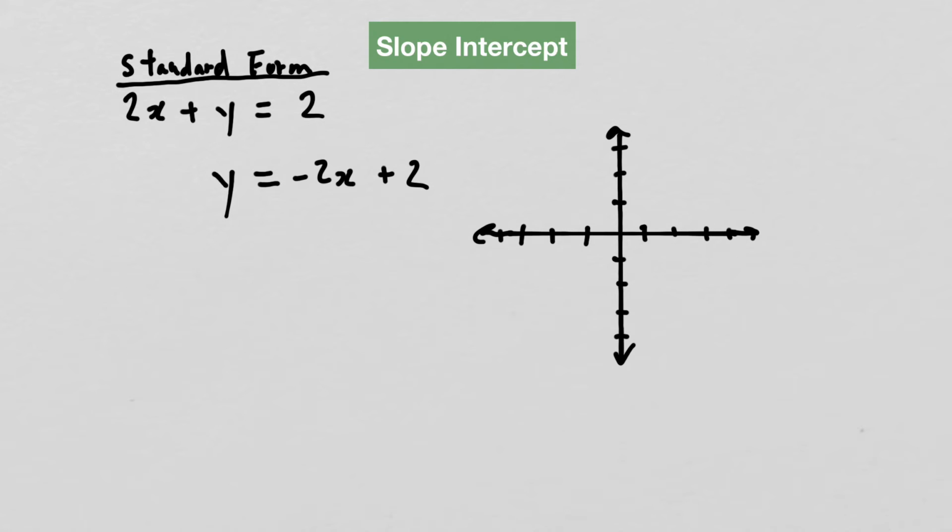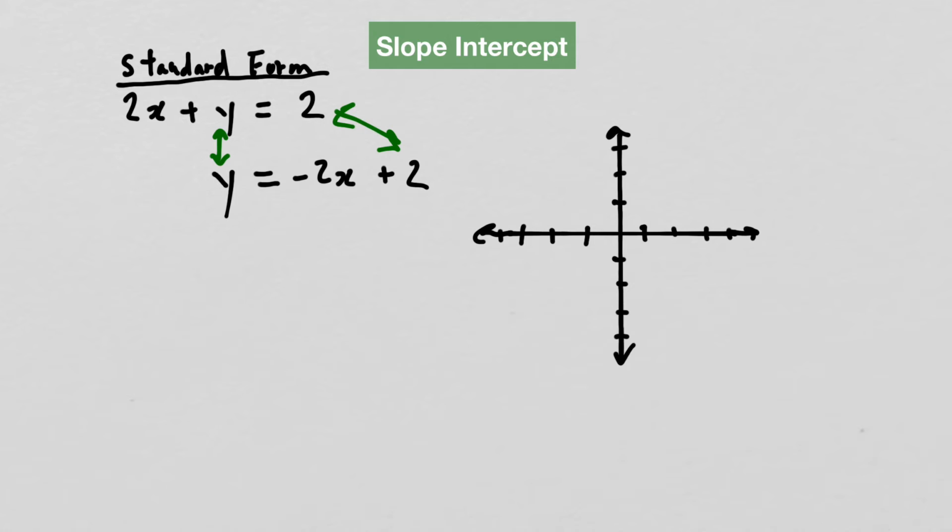You notice that the y's remain the same, the 2's remain the same. All we did was subtract 2x on both sides. Once we subtract 2x on the left side, the 2x disappears, and on the right side appears a -2x because we're subtracting 2x. Once we have this, now it's pretty straightforward.